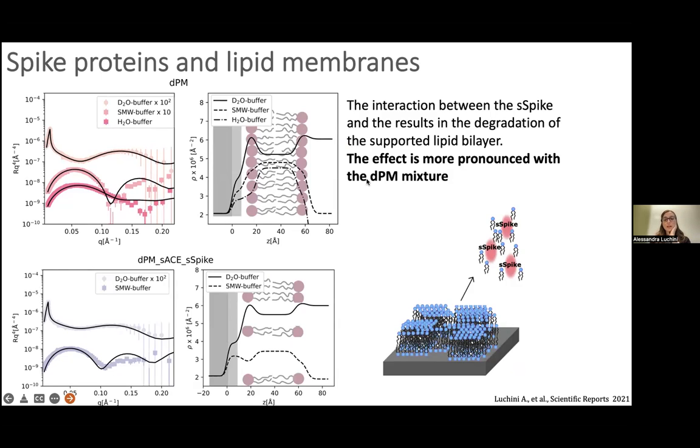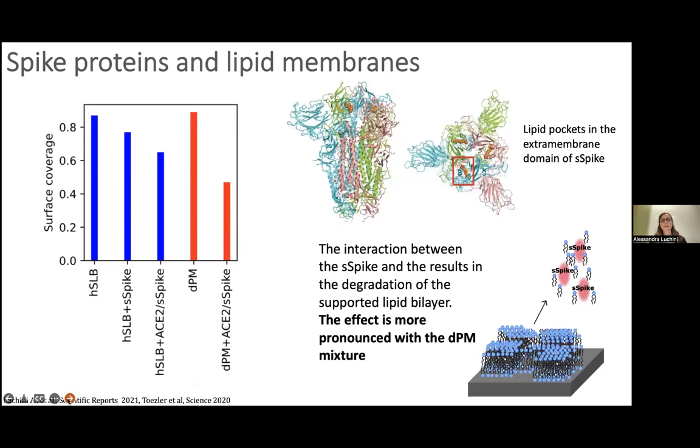What was interesting actually is that this effect resulted to be more pronounced in the case of the natural lipid mixture compared to the synthetic lipids, which somehow suggests to us that there must have been some components in the natural lipid mixture for which the spike protein might have a larger affinity.